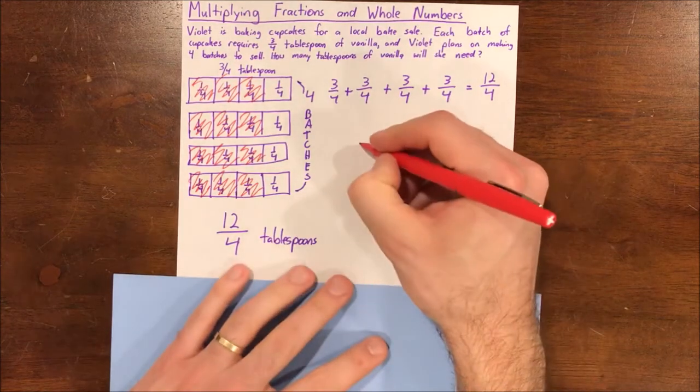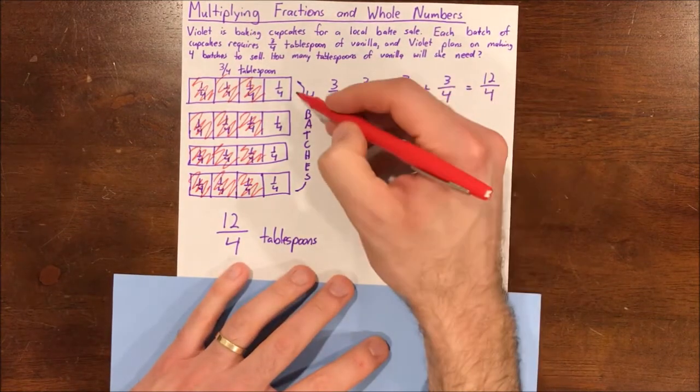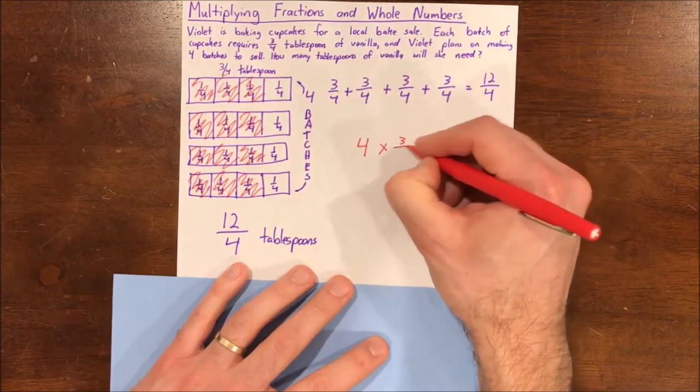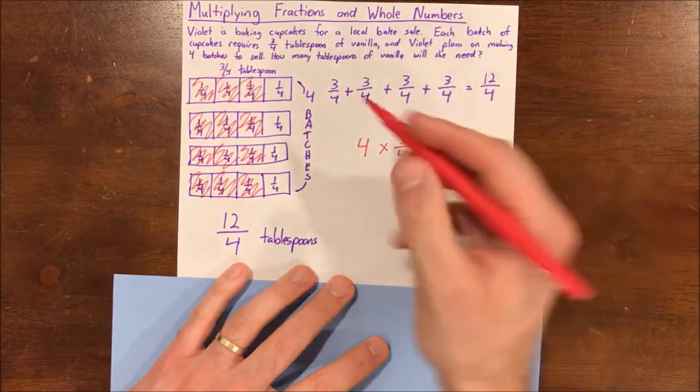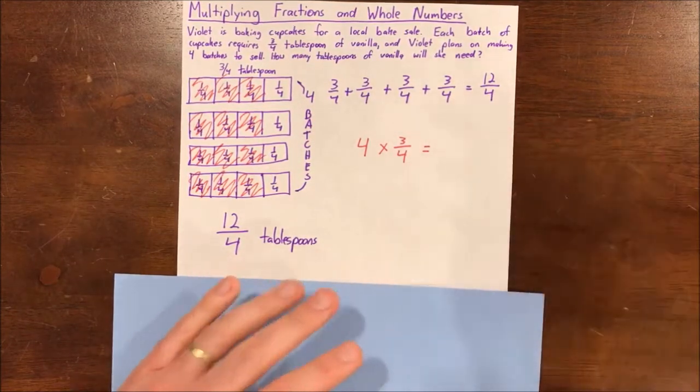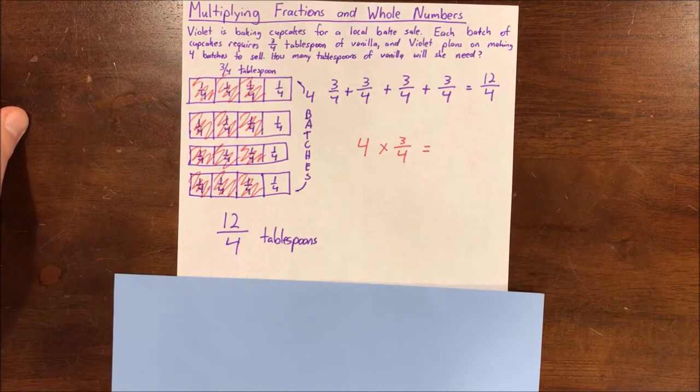Right. 4, because we have 4 groups, times 3/4, because each group has 3/4 in it. That makes sense. Okay. And how would we solve this equation? Say it out loud.